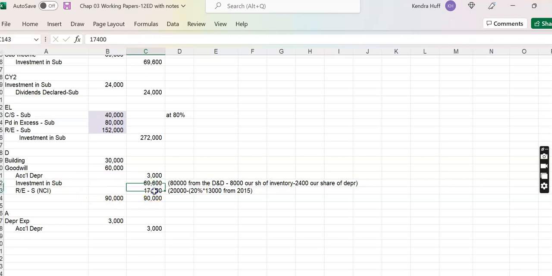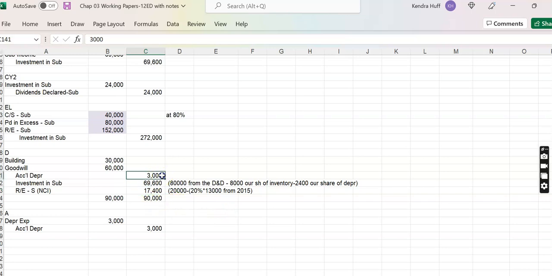And then the retained earnings of the sub is kind of the same thing. It's the 20,000 from up above in the D&D schedule. And then this 13,000 is the 3,000 of depreciation and the 10,000 of inventory, and they get 20% of that. So it's kind of the same thing up here. I just put it 20% times 13,000.